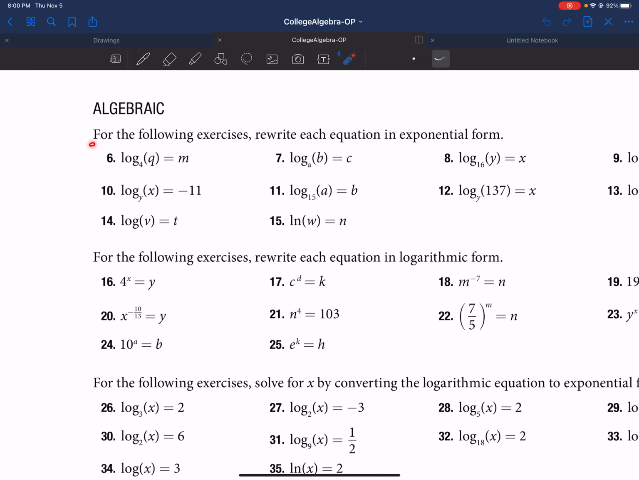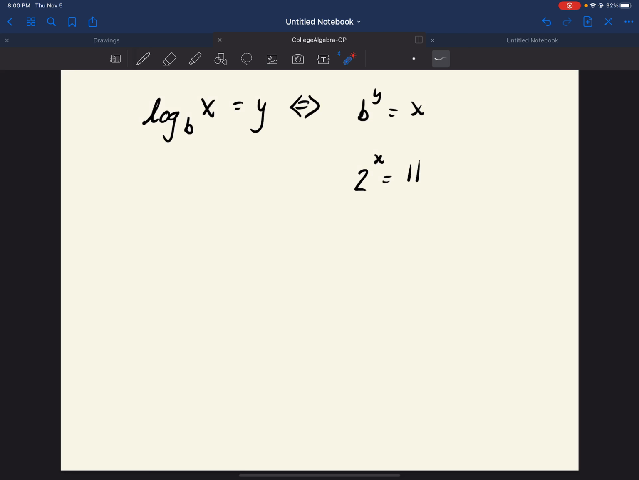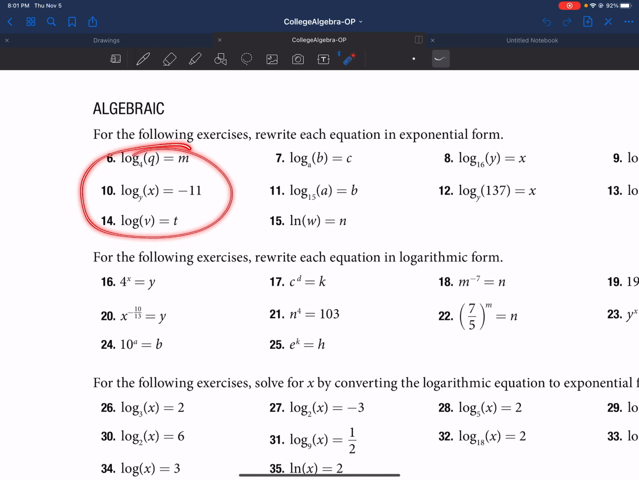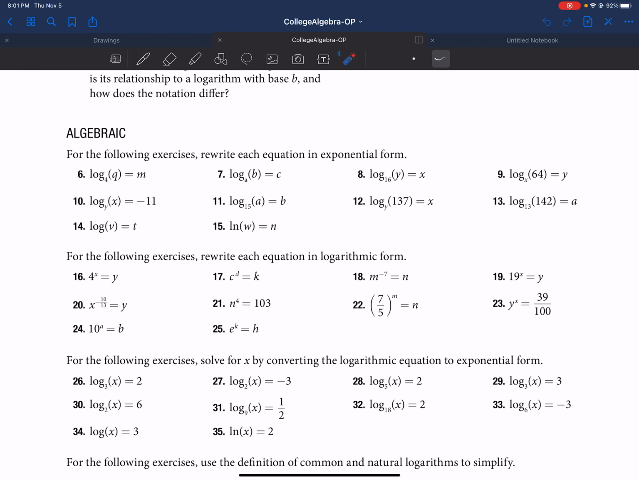So in this section it says, rewrite each equation in exponential form. Here's something I should tell you. This is called log form. This is called exponential form. And so notice all of these are given as logarithms, and it told us to rewrite them in exponential form. So if I was going to do these, and I'm just going to write them over and make it kind of quick because I'm trying to illustrate a point here for you guys. I'm going to do all the evens in this.